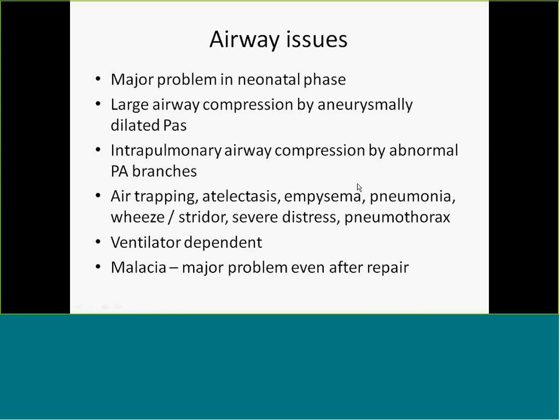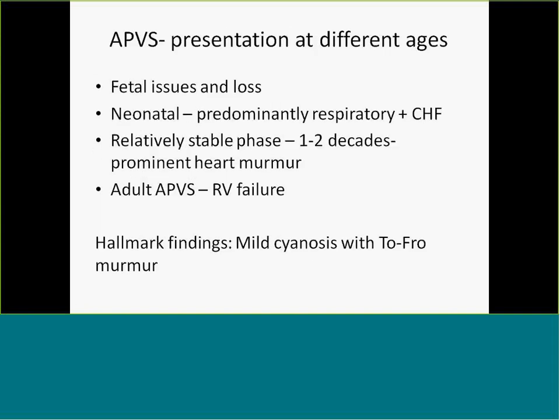Now, whenever the airway is compressed and not developed normally, especially in a young infant, this is accompanied by malacia and poor development of the cartilages, and therefore this remains a problem even after you have successfully repaired. So, considering the hemodynamics and the associated problems, absent pulmonary valve syndrome presents in 3 or 4 distinct clinical groups. The first group is a fetal group.